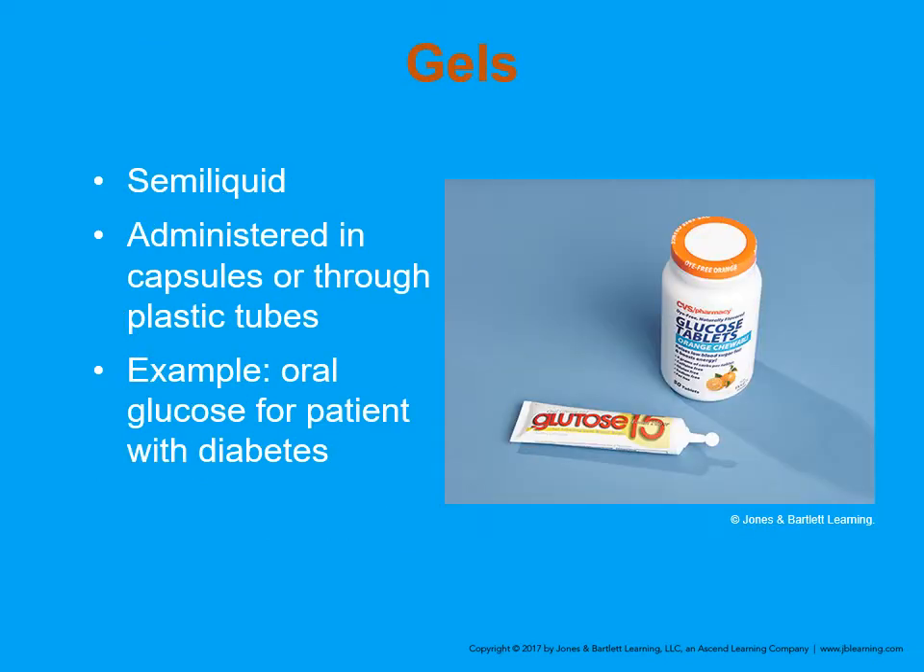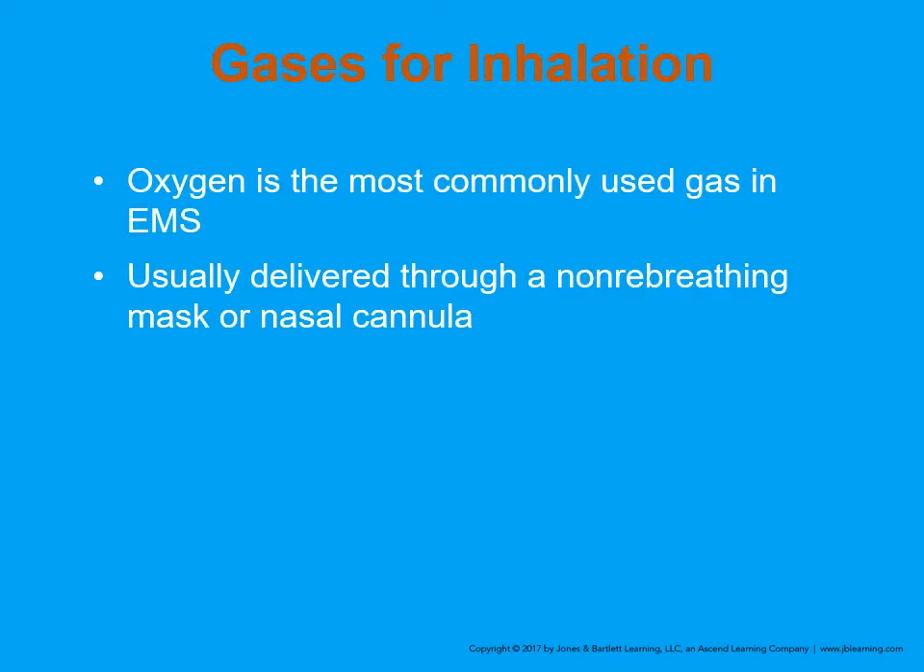Gels, they are semi-liquid, administered in capsules or through plastic tubes. Example is the oral glucose for patients with diabetes. Gases for inhalation, usually delivered through a non-rebreather mask or nasal cannula. Oxygen is the medication most commonly used in gas form outside the operating room.